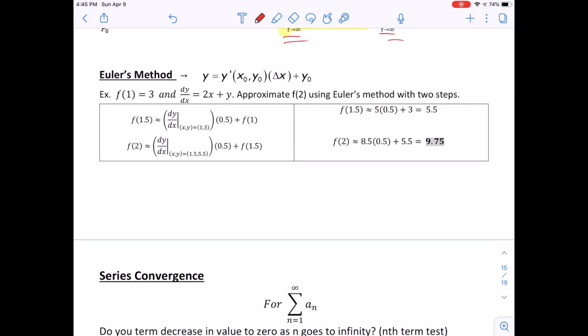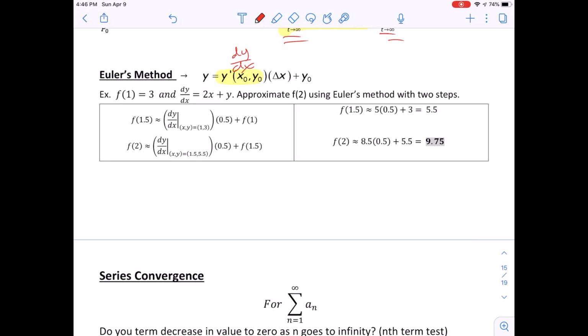Euler's method is kind of a repeated tangent line approximation. And so what it is basically this, right? You have y is going to equal, this is like your dy dx right here. That's really what this is, dy dx, your derivative. And then you're multiplying times delta x plus your initial starting value. So it's really just like a tangent line approximation.